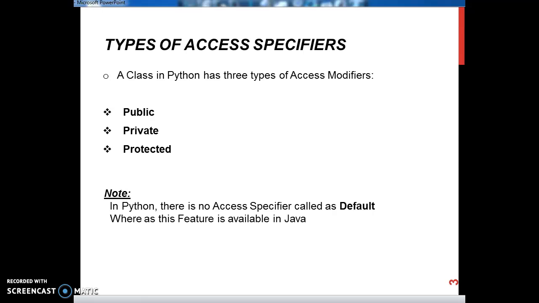Note: in Python, there is no access specifier called default, whereas this feature is available in Java. In Java, there are four access specifiers: public, private, protected, default.